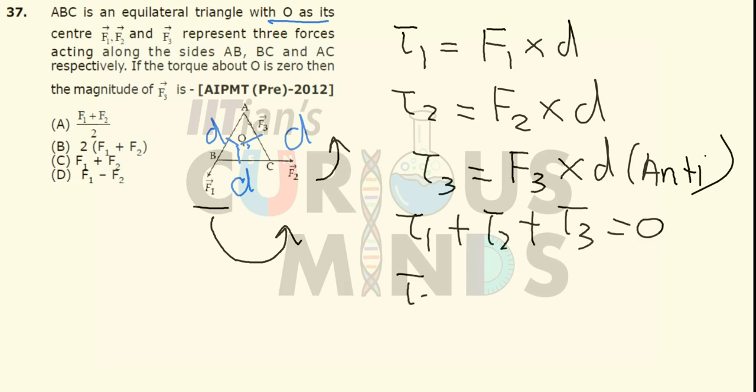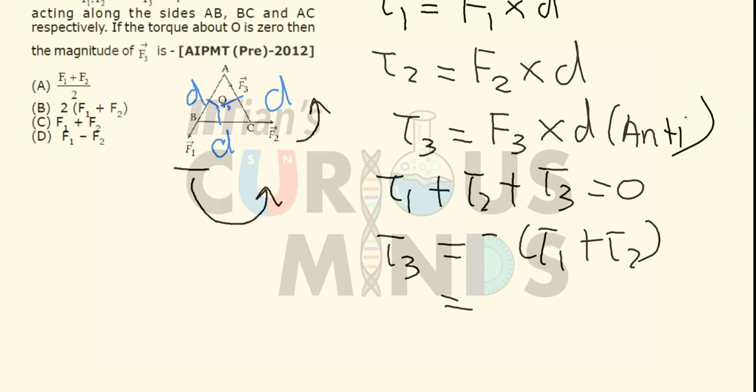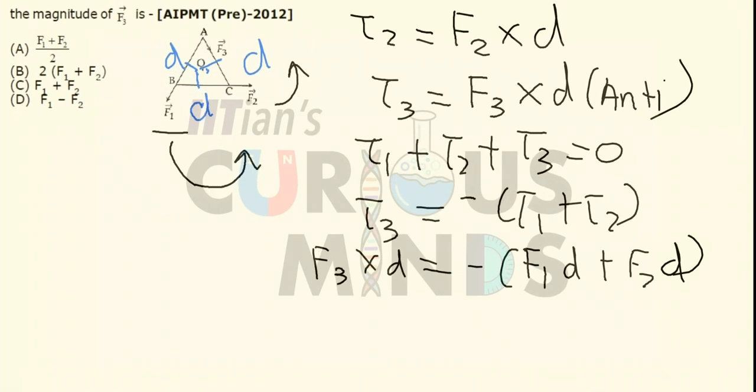Now torque 3 will be equal to minus of torque 1 plus torque 2. So basically F3 into D will be equal to negative of F1 into D plus F2 into D. So F3 will be equal to minus of F1 plus F2.